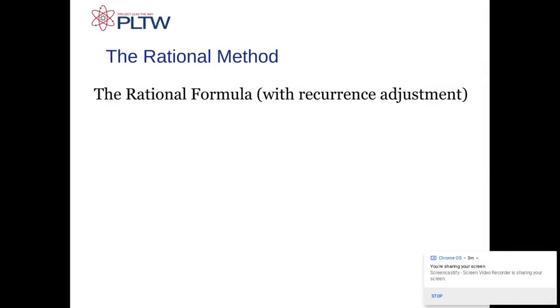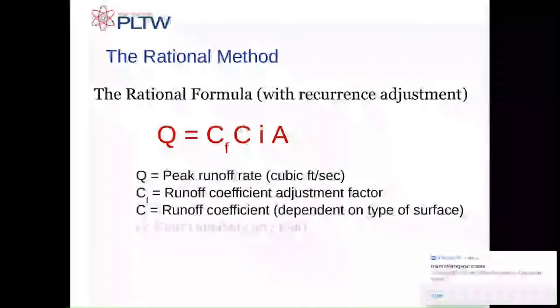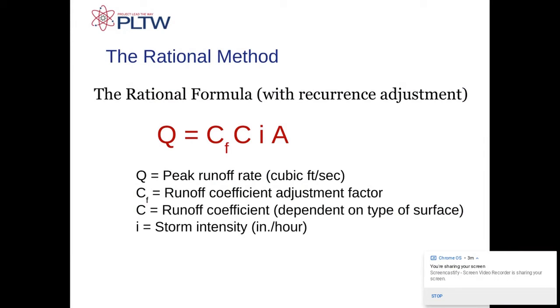All right. There's a slight adjustment that we're going to be using. We're going to introduce another coefficient, C sub F. So the Q, C, I, A are the same, but C sub F is an adjustment factor that has to do with how often the storm is that we are designing for. We're going to use the 50-year storm, 100-year storm, 500-year storm. What these all mean is a storm that is supposed to come once every 100 years. Are we designing for that storm, or for one that's supposed to come once every 25 years?